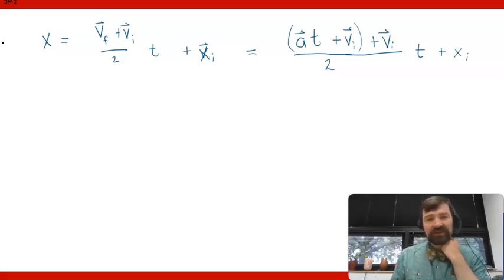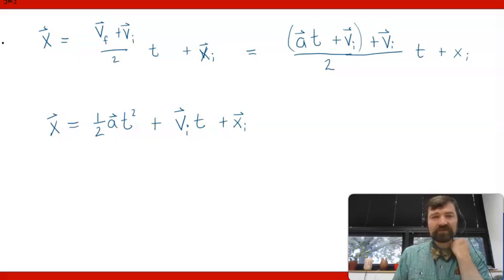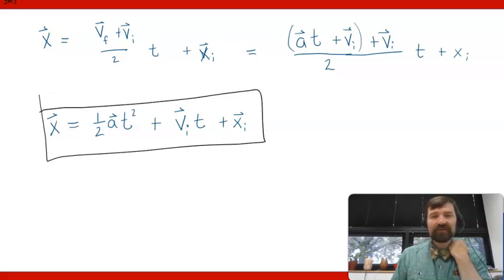So if we combine our like terms, what we end up getting is x, the position, is a over 2 times time times another time. So that's 1/2 times acceleration times time squared. We have v initial plus v initial, that's 2v initial divided by 2. So that leaves me with 1 v initial times time plus x initial. And this is the equation that describes position versus time for constant acceleration.